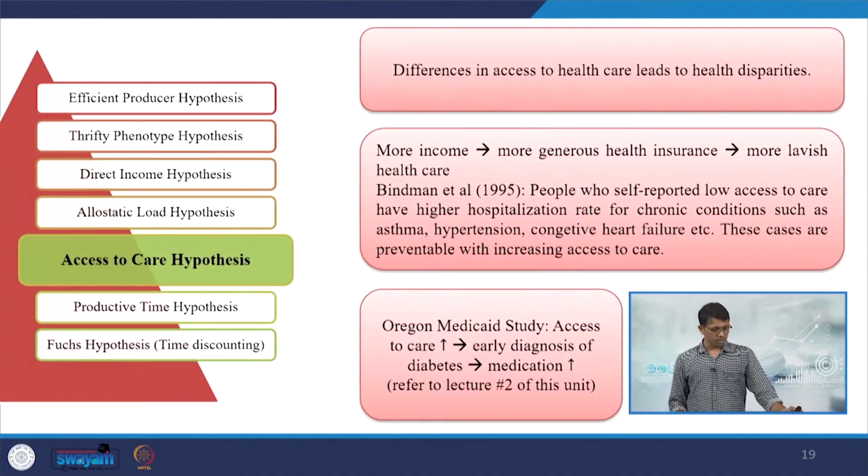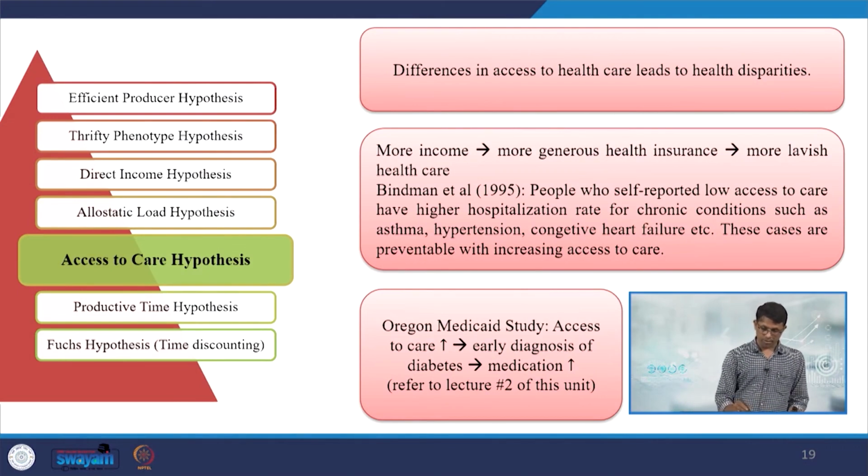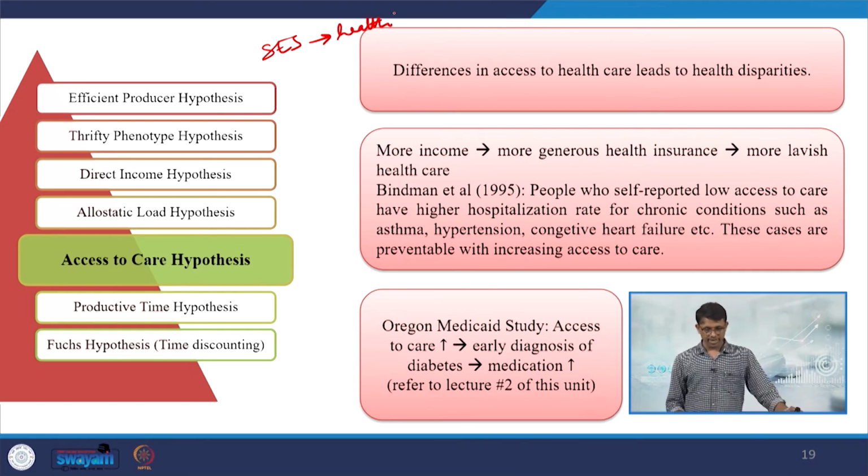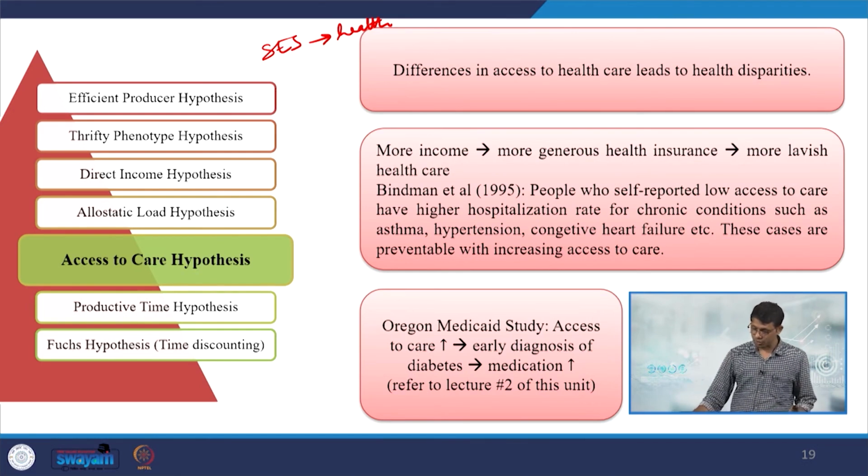Now, another one is called the access to care hypothesis. We have already mentioned that we are linking SES to health in all these directions, is it not? So, differences in access to healthcare lead to health disparities: more income, more generous health insurance, which leads to more lavish healthcare. Like we referred to the work of Widman et al.